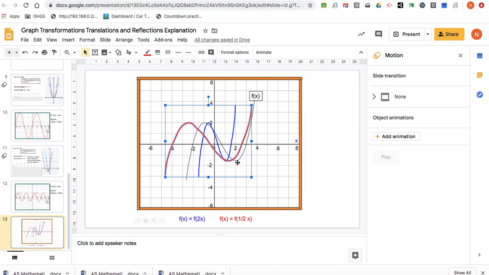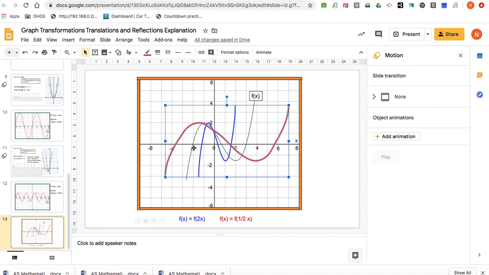If I look at this minimum coordinate here, so 2, and it looks like it's about minus 1.5, okay, 2, minus 1.5, if I'm halving the x value before I put it in, in order to get the same answer that I get when I put 2 in, I'd have to put 4 in. So that minimum point would stretch so that it becomes 4, minus 1.5.